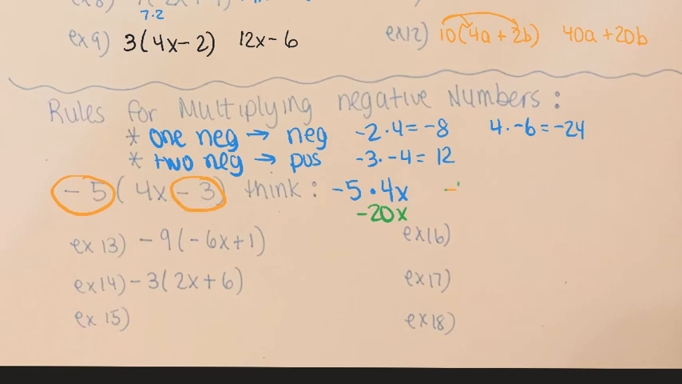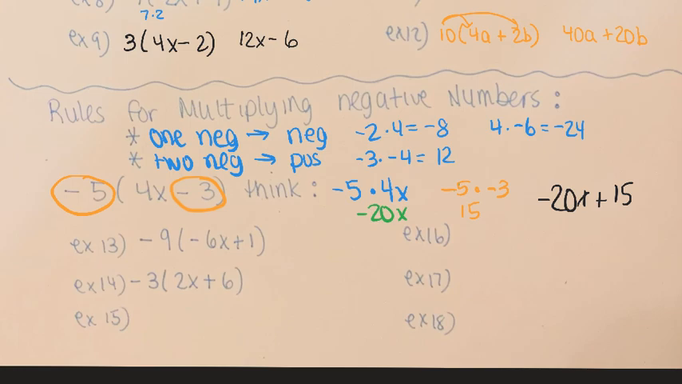Negative 5 times negative 3 is positive 15. So when I put all of this together, my final answer is negative 20x plus 15. Because what kind of 15 is it? It's a positive 15. And I have to put something, so I put the plus sign. Negative 20x and a positive 15. Negative 20x plus 15.